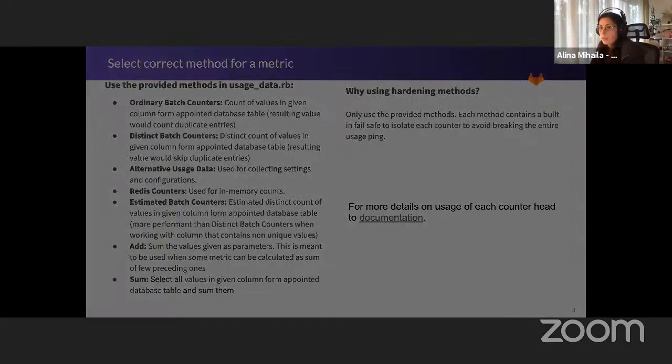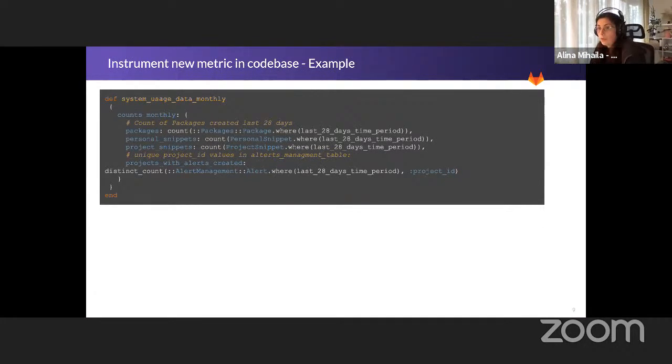Next, we'll have an example of some of these methods that I described, count and distinct count. Here, in this case, we have counting packages for the last 28 days time period, or counting alerts, which counts the number of projects in the alerts table, the project alerts table.